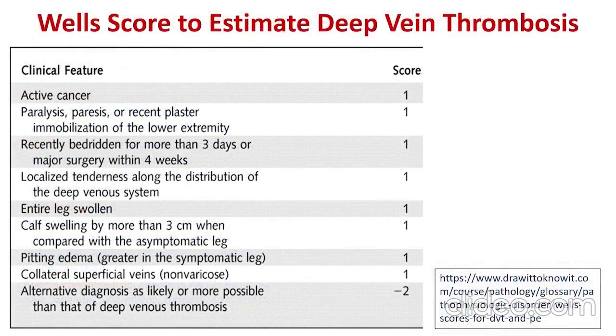In this slide you can see the Wells score or Wells criteria for estimating deep vein thrombosis. It covers some clinical signs like cancer, paralysis, paresis, immobility for a long time, tenderness along the distribution of the deep venous system, entire leg swollen, pitting edema, and so on. And every clinical feature is given some score, and then we sum the total score and make a conclusion about risk, whether it is deep vein thrombosis or not.